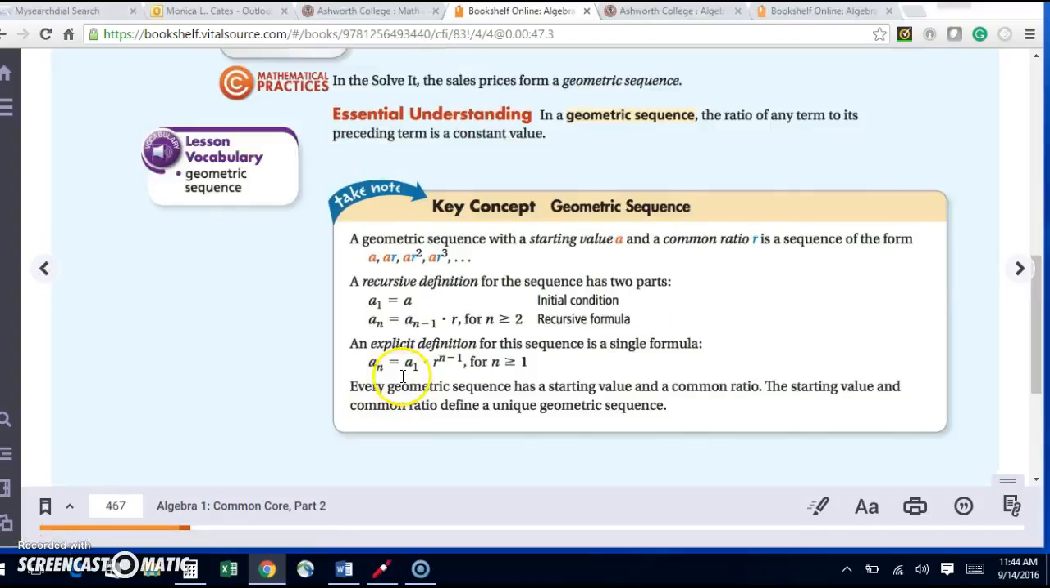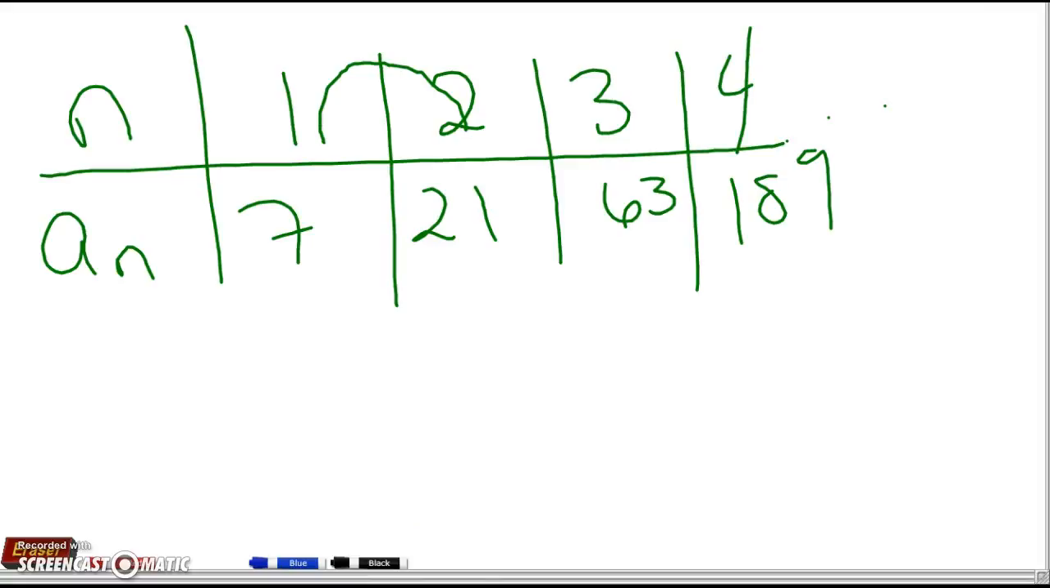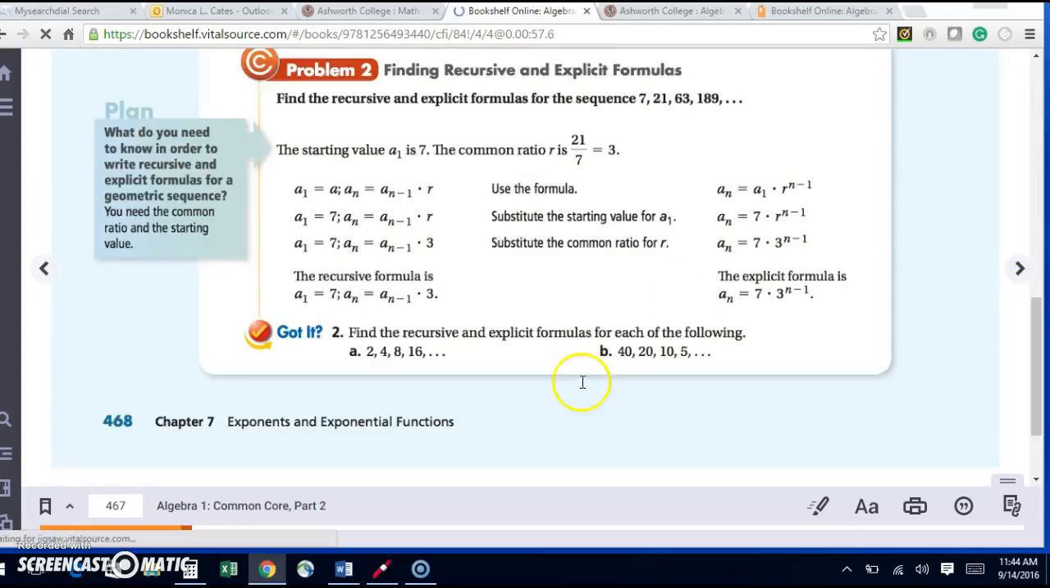Now for the explicit formula, again, it's on page 1. They give us that it's a sub n equals a sub 1 times r to the n minus 1. So again, all I need to do is plug in my first term and my r value. So let's do it on our own.